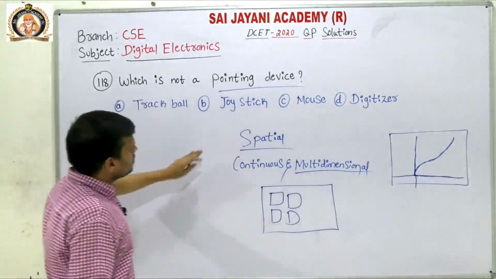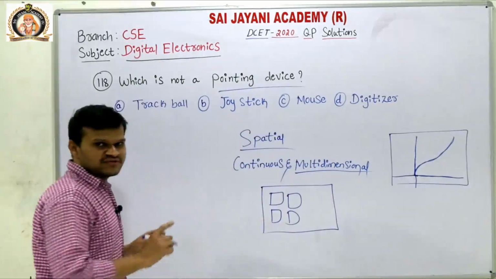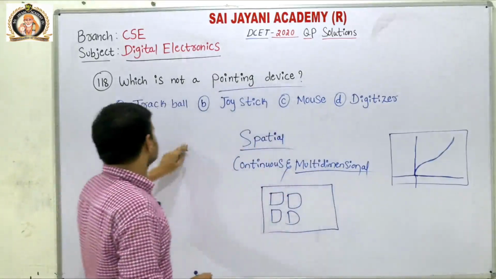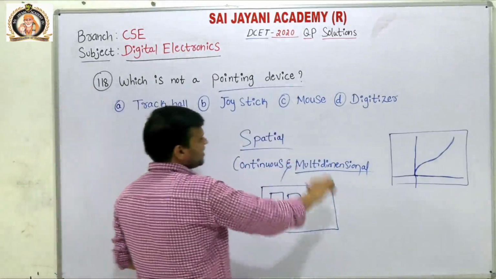Here the trackball, joystick, mouse and digitizer all are pointing devices, and also these are all input devices. So for question number 118 all these options are wrong.